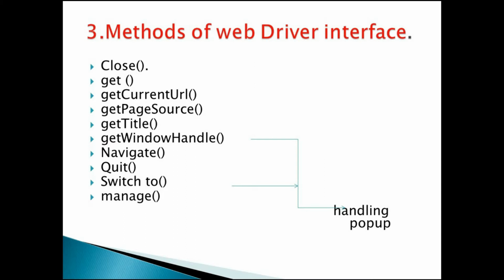First, the close method. It is used to close the current browser or parent browser. And the get method: using the get method we can only enter a URL. Get current URL. The command is used to retrieve the URL of the web page the user is currently accessing. The command does not require any parameter and returns a string value. Get page source. The command is used to retrieve the page source of the web page the user is currently accessing. The command does not require any parameters and returns a string value.